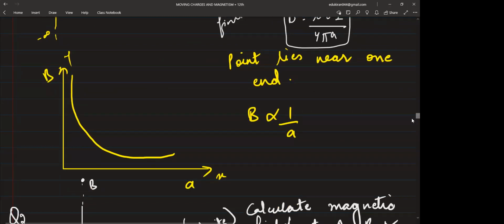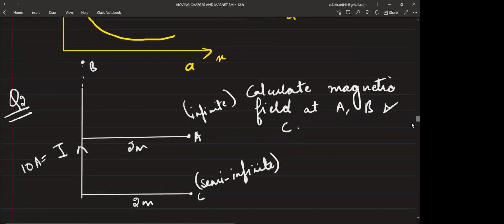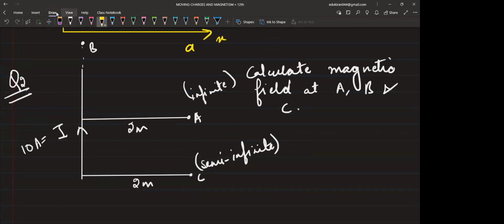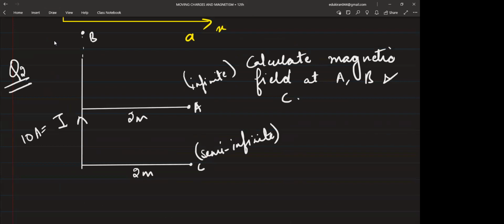See, let us look at a question based on this. This will clarify our concept about all the wires, infinitely long and semi-infinite, which you have to remember. So we have 3 points: A is here, B is here, and C is here. First, let us solve just point A. Forget that there is any point C or point B. We just have this wire present, and it is separated by 2 meters from this point A.